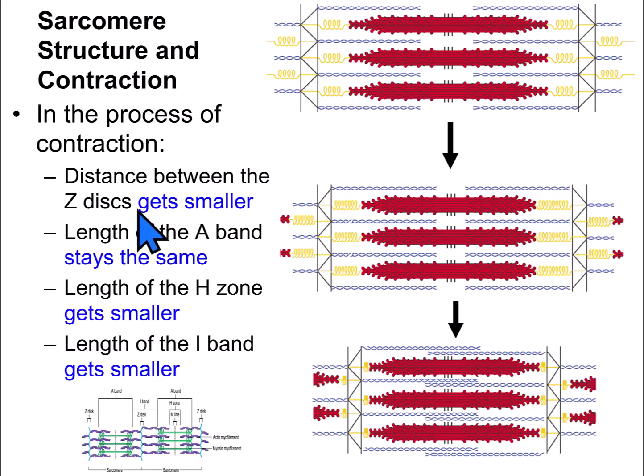Distance between the Z discs is going to get smaller. Length of the A band is going to stay the same because that's just your thick myofilaments and any overlap of the thin filaments. But the H zone gets smaller and the I band gets smaller. Make sure you understand why. If you have any questions, you let me know.